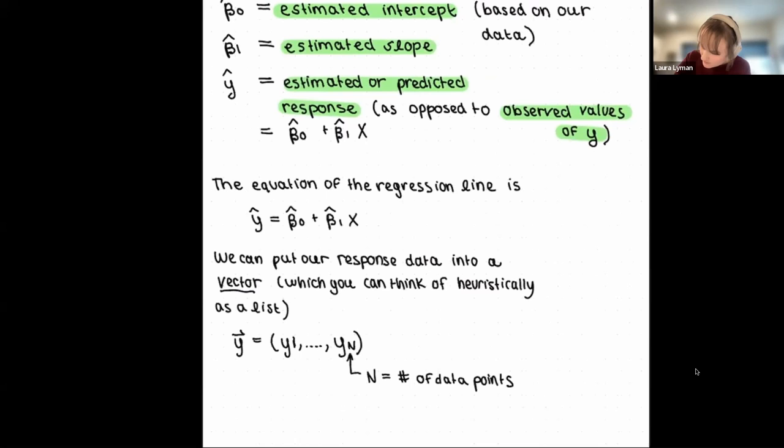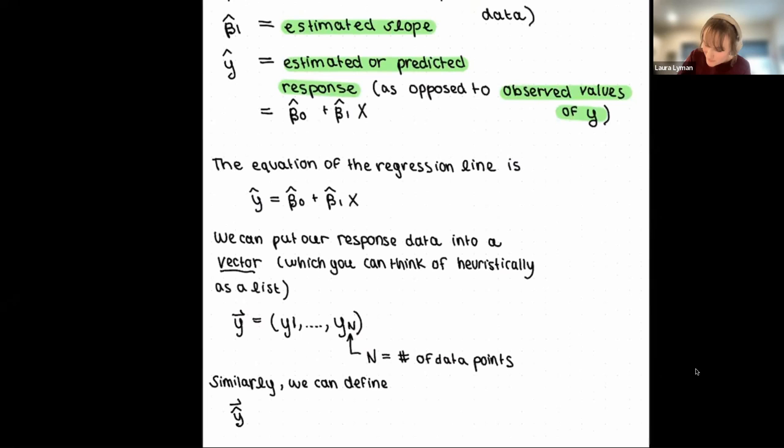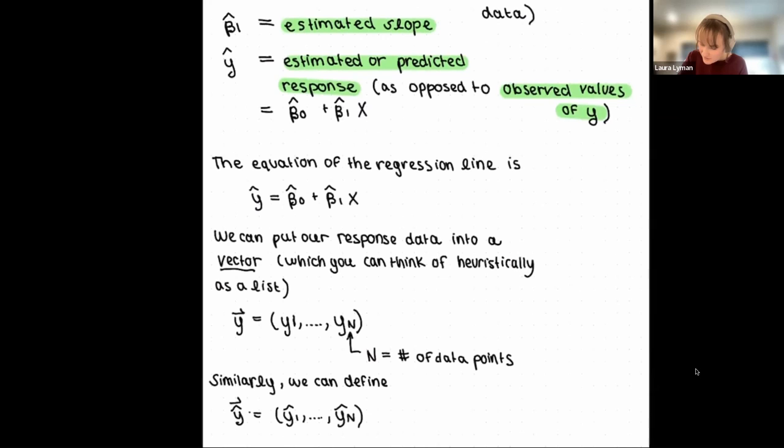And similarly, we can do the same with our predicted values of y. So it's a little funny, the notation here. It's a y hat, so our predictions based on our regression line, and I'm adding a vector to it. So these are all of the predictions of our linear regression model.